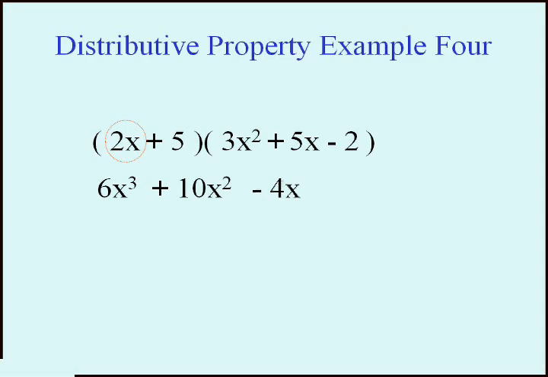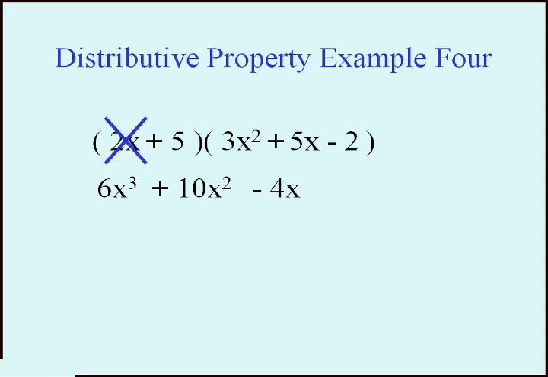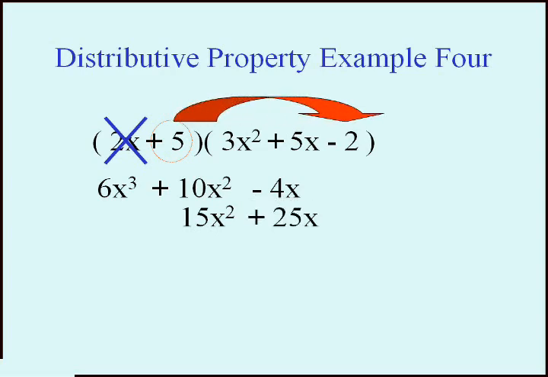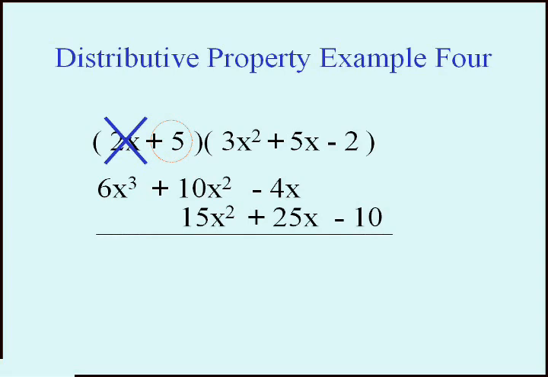And I'm now halfway there. He's done. All I got to do now is the 5. 5 times 3x squared is 15x squared. Now look where you're going to write it. I put him under his buddy. 5 times 5x is 25x. Look where you're going to write it. Put him under his buddy. And 5 times minus 2 is negative 10. He has no friends. Just write it. Let's add them up.